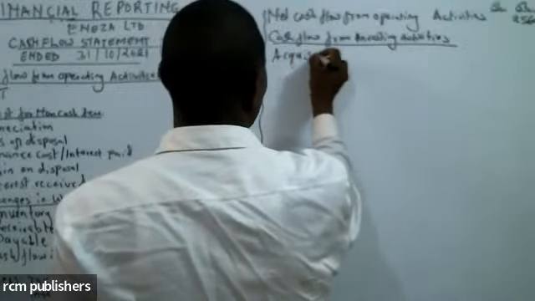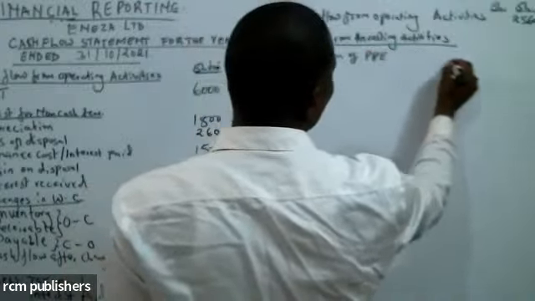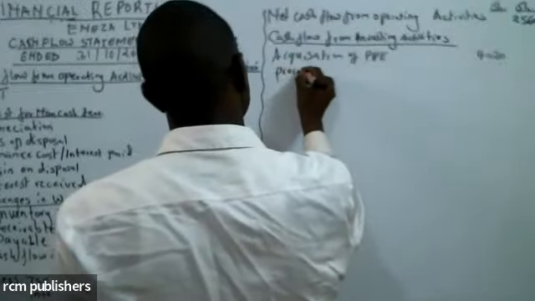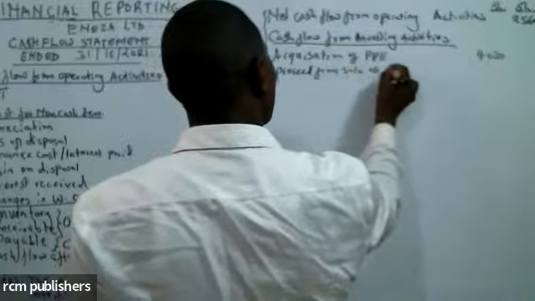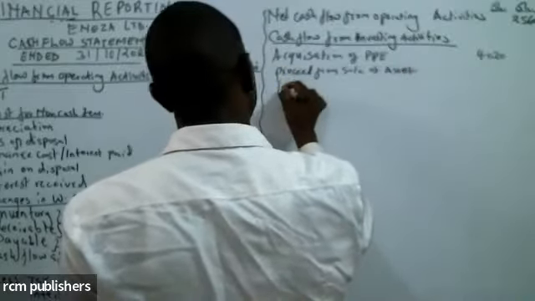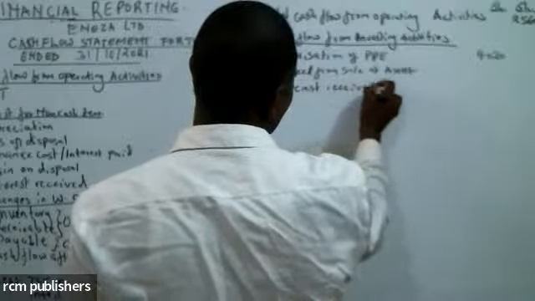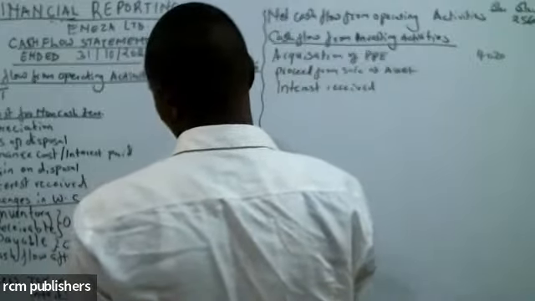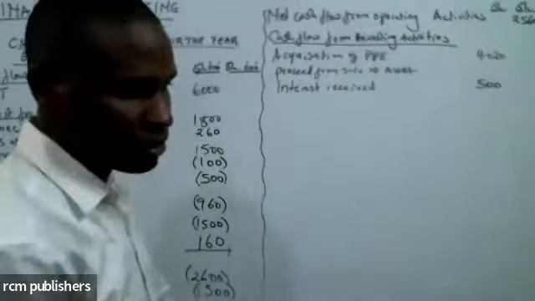Now class, here it is direct. Acquisition of PPE of 4020. Proceeds from sale of asset, how much was it? Then we had interest received. This is very good. We received interest of how much? Interest received 500.